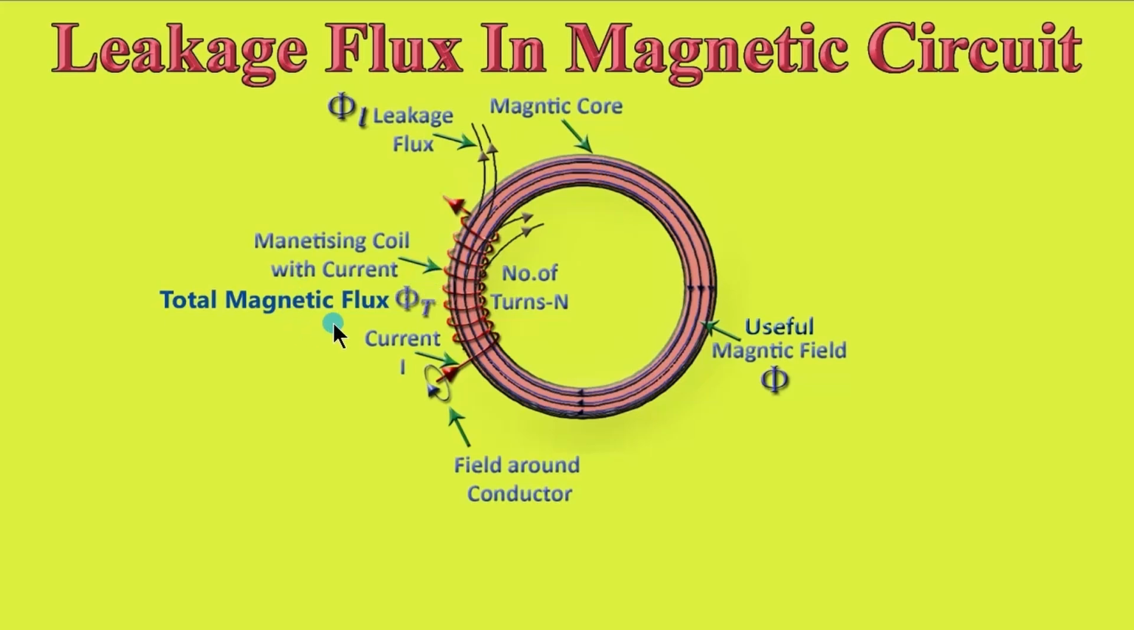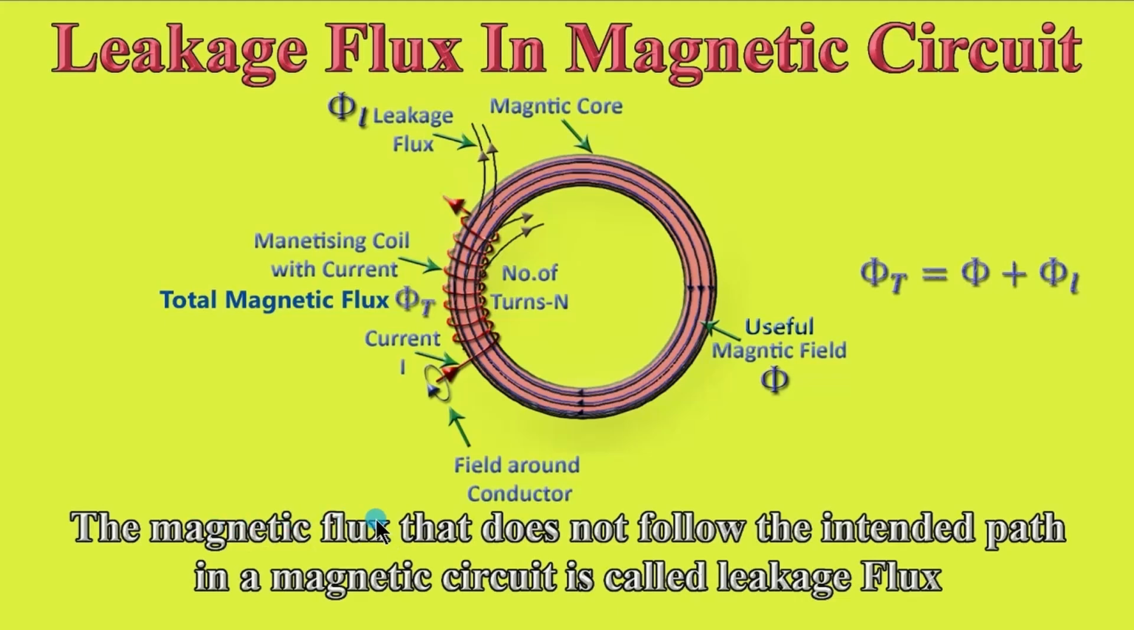From the total flux created, the useful flux which passes inside the core is only phi, and that leakage flux is phi L. That means the total flux phi T is equal to useful magnetic flux phi plus that leakage flux. That is, the magnetic flux that does not flow through the intended path in a magnetic circuit is called leakage flux.